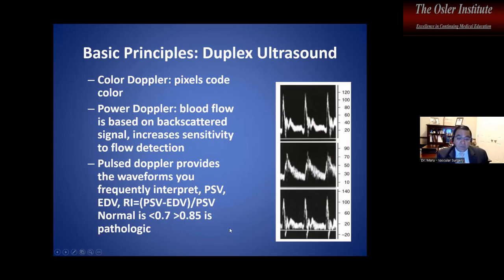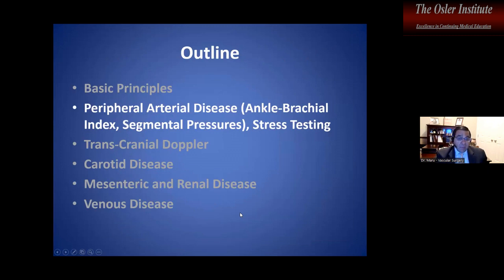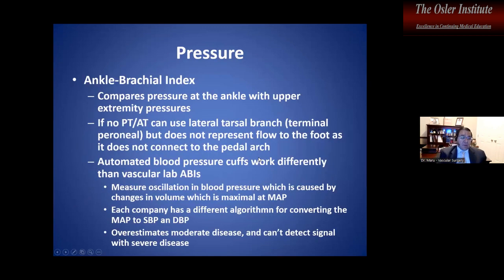So next, we're going to jump into a little bit about peripheral PAD, ABI, some of that testing, as well as some information about the ankle brachial index, segmental pressure, stress testing. So the first one is ABIs, right? Sometimes, and this was an older question, they just had a simple question of how to do an ABI, right? You're going to compare the ankle pressure with the upper extremity pressure. If no PT or AT, you can use a tarsal branch, something like that.